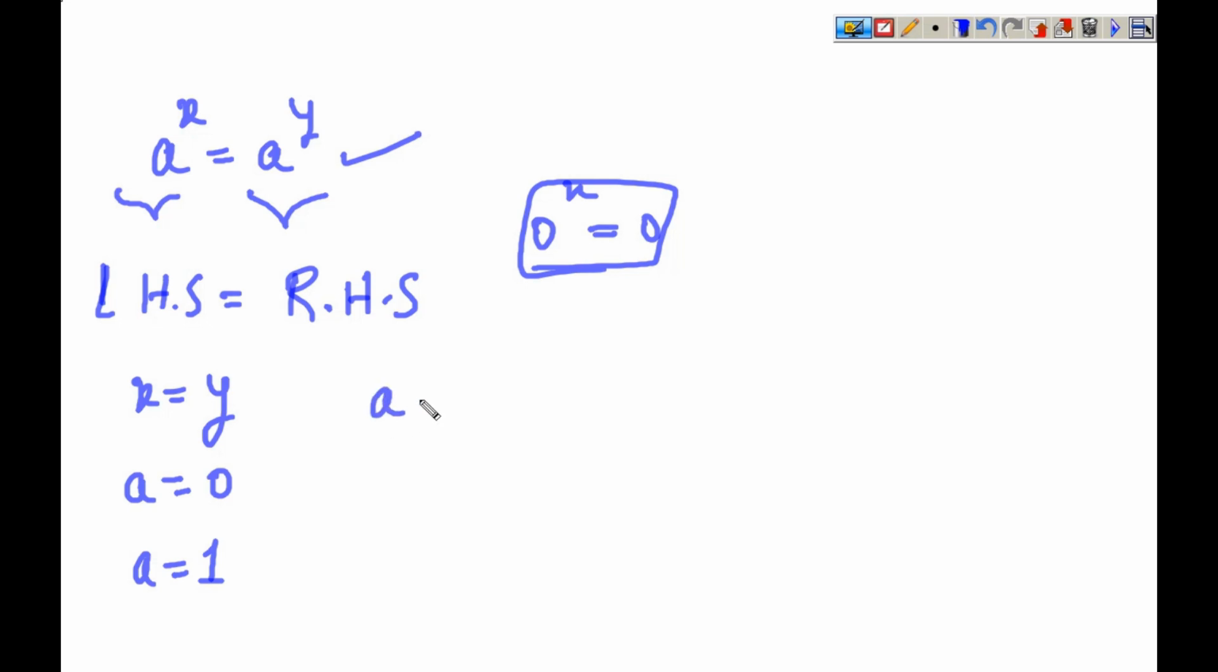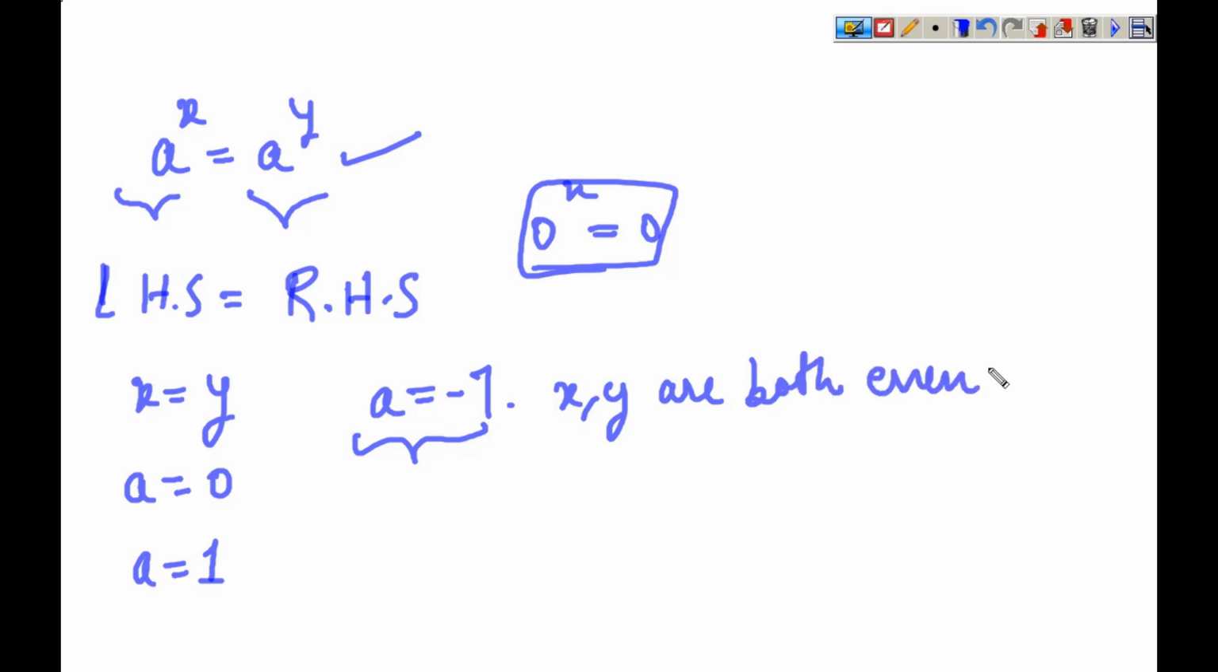And again, when a is equal to minus 1. So this part can only be true when both x and y are both even or both are odd. Okay, so we have to take care of this rule. When the base is minus 1, this will only be satisfied when both x and y are even or odd.